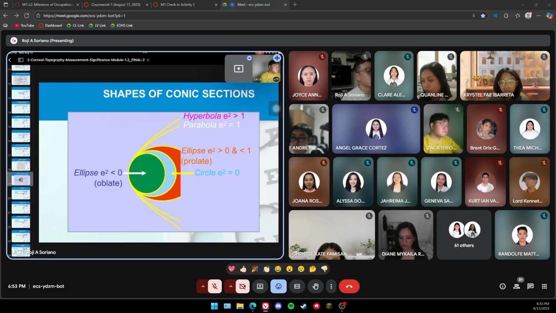So as you can see here, the shapes of a conic section: hyperbola has an eccentricity value of greater than 1. Parabola has an eccentricity value of 1. Circle, on the other hand, is 0 because it doesn't flatten peripherally, correct?